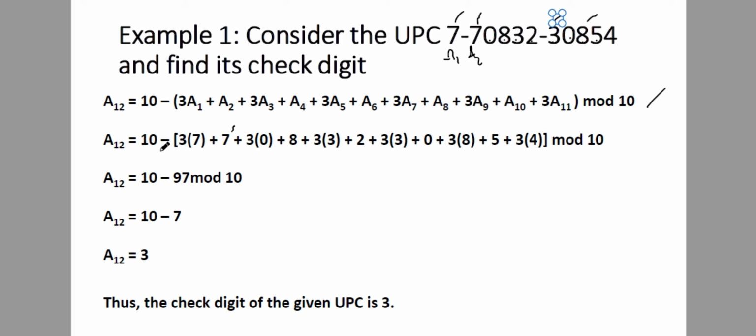So meaning, in the second line, we just substituted the values from the UPC number to our formula. Okay, substitute these numbers to our formula. So we have this. You may check using your calculator that you will get 97. So 97 mod 10. Again, we'll just take the last digit, which is 7. So 10 minus 7 is 3. So therefore, the check digit here is 3.